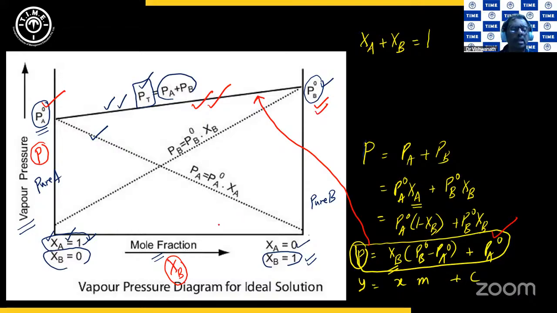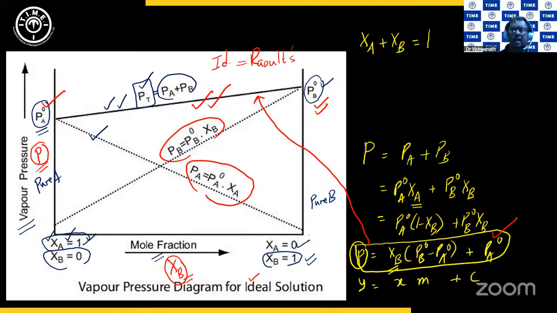Even those who are not from the mathematics background should be fairly clear on this. So Pb we have written here, Pa we have written. Pa is Pa naught into Xa, Pb is Pb naught into Xb, clear? And this is for an ideal solution. So if you make P versus Xb for various values of Xb, we'll find out that there is a straight line. We obtain a straight line. So we are obeying Raoult's law. So an ideal solution obeys Raoult's law. Clear?